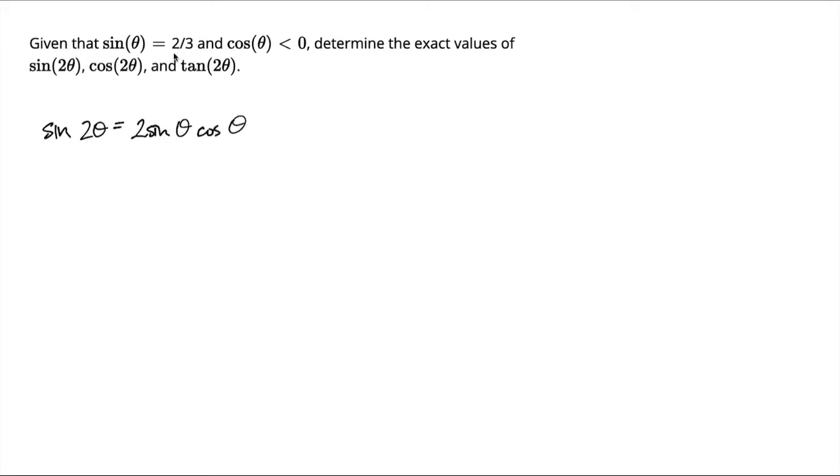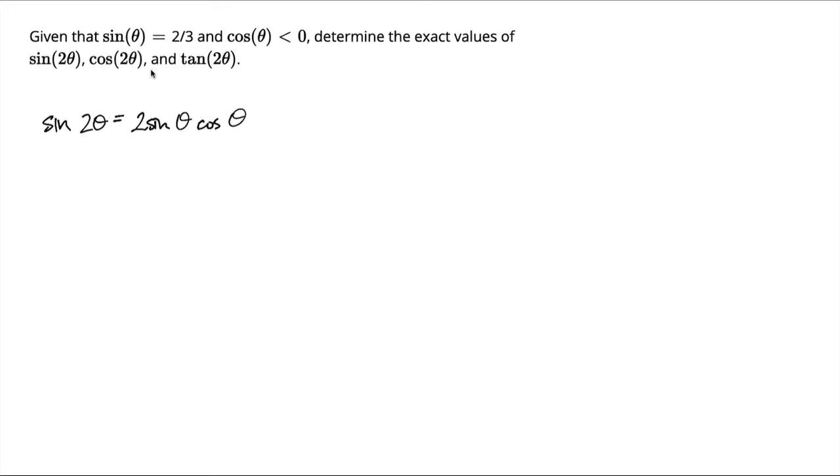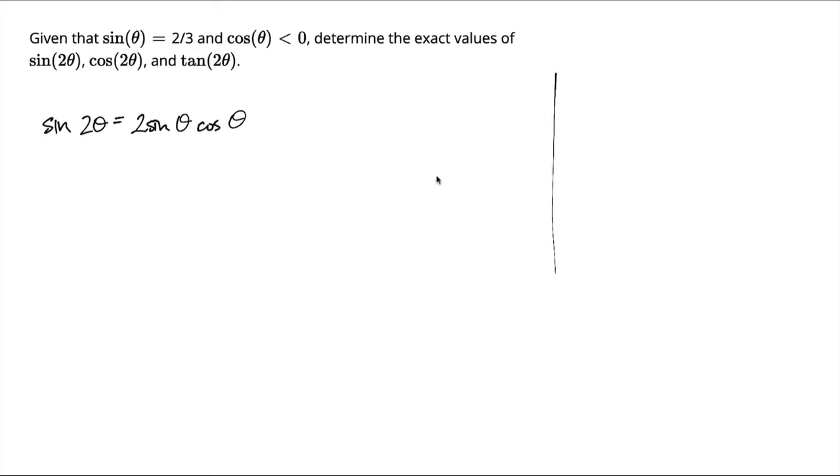Now we know sine of theta is 2/3, but cosine of theta we don't know. All we know is that it's negative. So we're going to have to find cosine of theta. What we're going to do here is just draw a little picture of what we know about our angle.